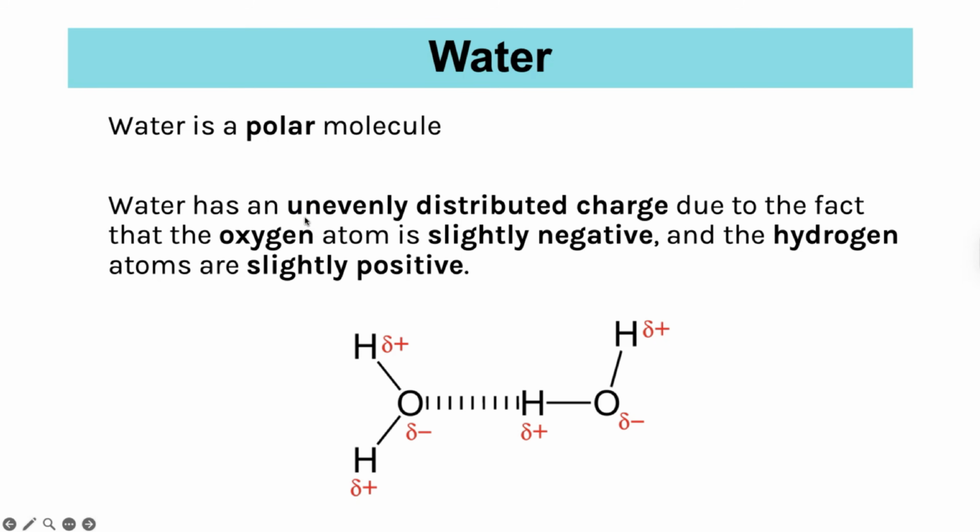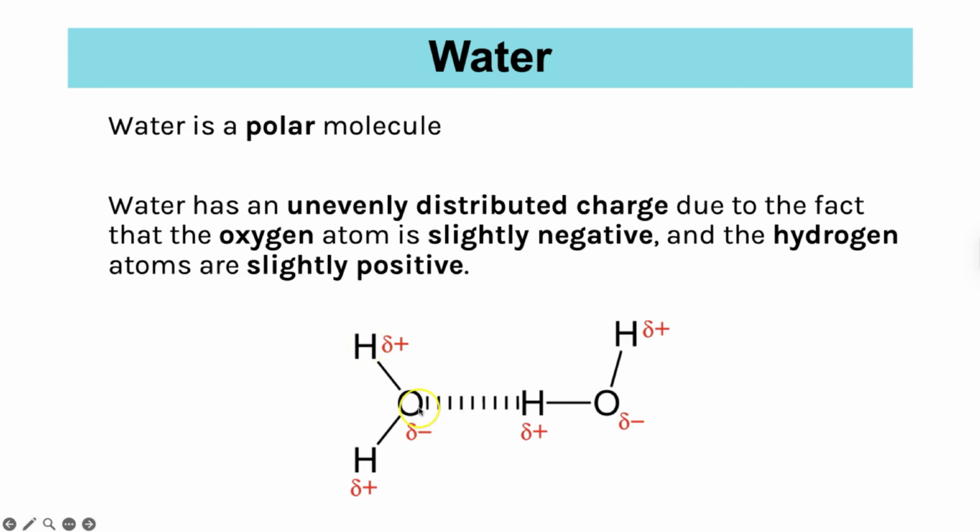3.1.7 is water. And water is a polar molecule. One water molecule, so H2O, has unevenly distributed charge due to the fact that the oxygen is slightly negative and the hydrogen is slightly positive. So this symbol means delta, so delta negative, delta positive, which means slightly negative, slightly positive.